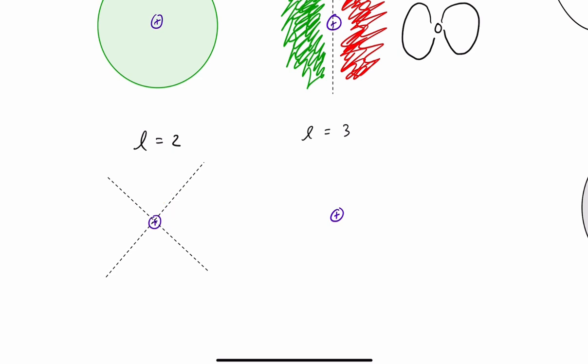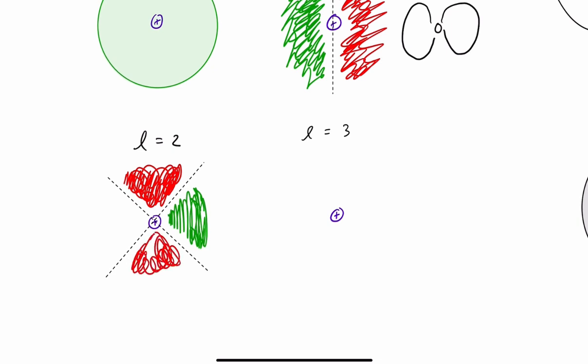I'll do this in green. And we cross the node again. Now we're over to the negative again. And we cross the node again, and we're over to the positive. So you'll see this one is more of a clover leaf shape, rather than 2 dumbbells.